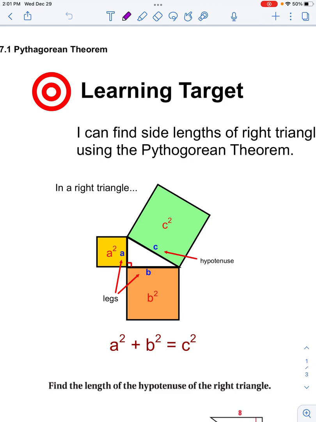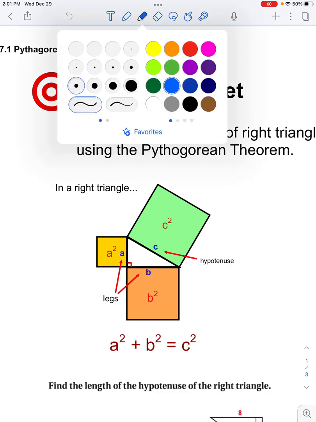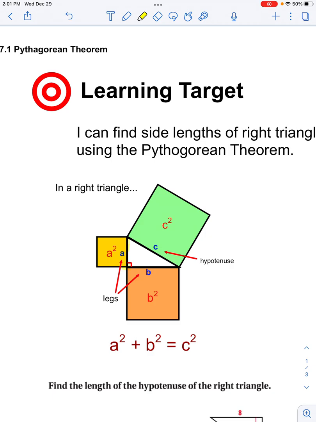So this is a common proof of why the Pythagorean Theorem works. If we take the three sides of a triangle, side A, side B, and side C, and draw squares, remember squares have the same distance on each side. To find area, you take length times width, base times height, whatever it is. But in this case, because they're squares, it's going to be A times A, which is A squared, or B times B, which is B squared, or C times C, which is C squared.